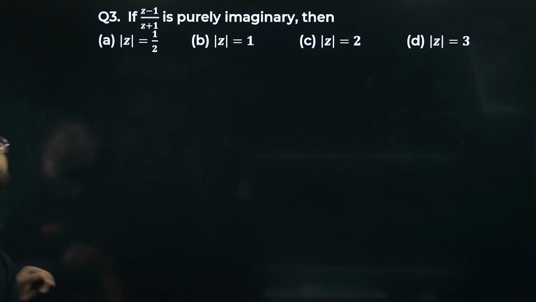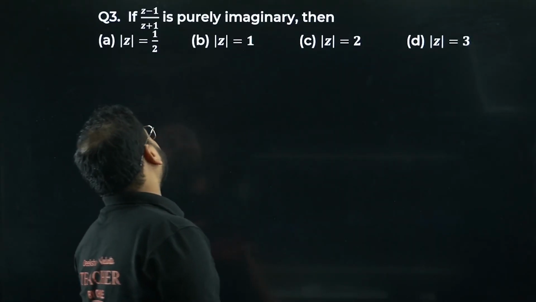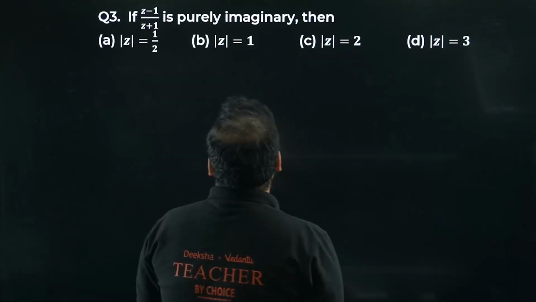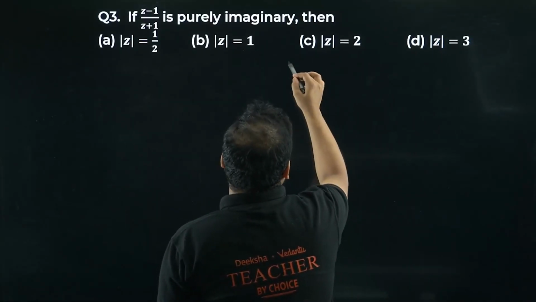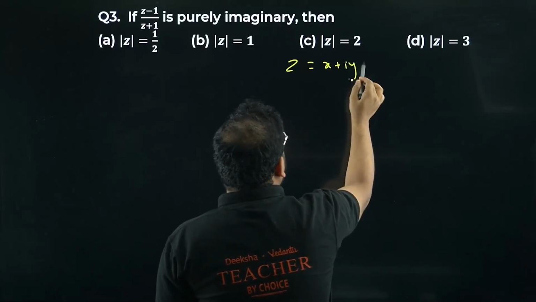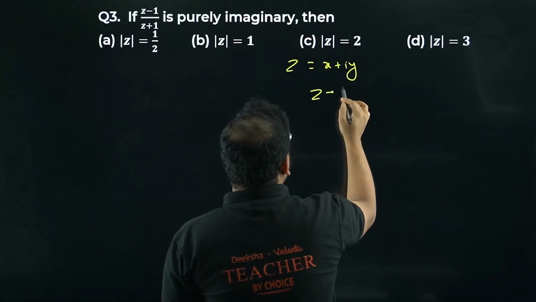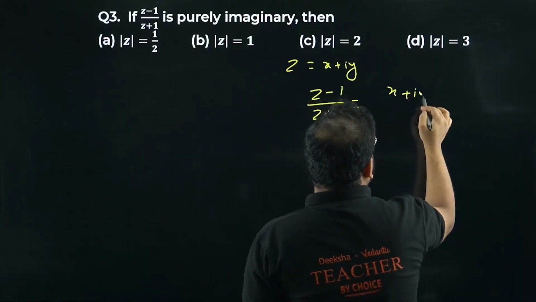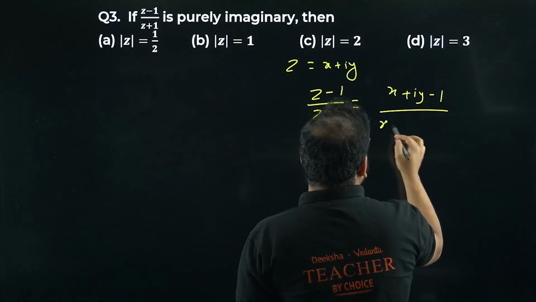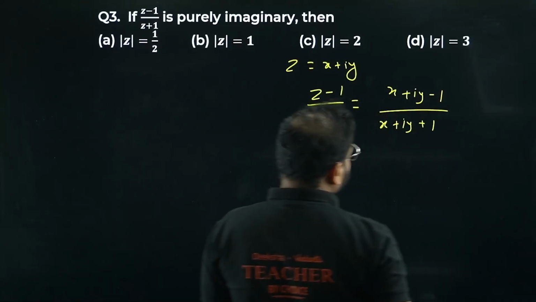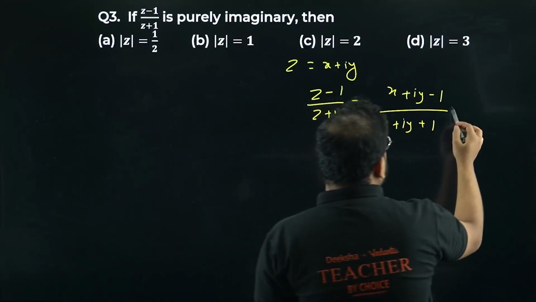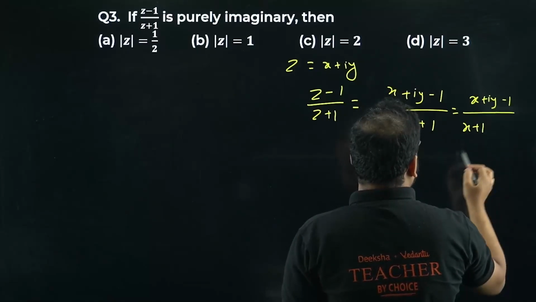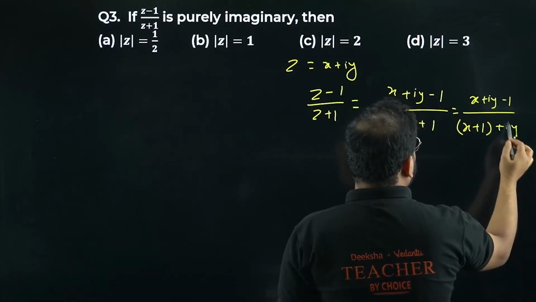Now what we have is, if z minus 1 upon z plus 1 is purely imaginary, then which is true? Let's have a look. Let's take z equals, again the same thing, x plus iy. So z minus 1 upon z plus 1 will be nothing but x plus iy minus 1 upon x plus iy plus 1. I can rewrite this as x plus iy minus 1 upon x plus 1 plus iy.